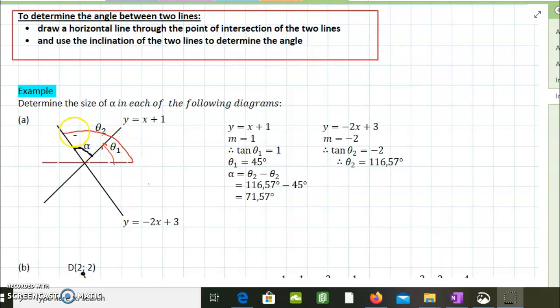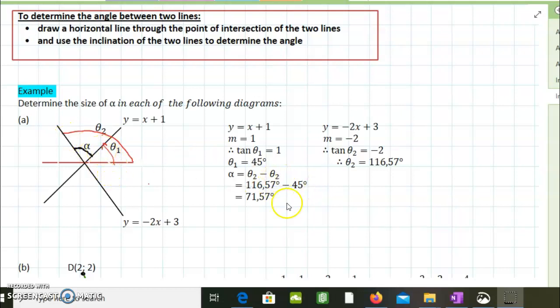The second line here, y equal to minus 2x plus 3. To work out theta 2, I need the gradient of that line. And here I can read off the gradient. Gradient is negative 2. So therefore, tan of theta 2 is equal to minus 2. Employ my calculator, second function tan, and you add 180 to get the positive angle. So theta 2 is 116,57 degrees. Therefore, alpha is going to be theta 2 minus theta 1.